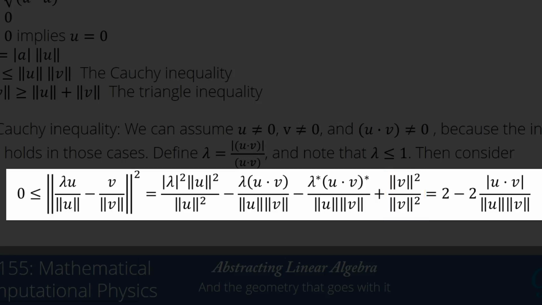So the first term becomes 1 because the modulus of lambda is equal to 1. The last term is equal to 1. So when I add those two together, I get 2. When I look at the other two terms, I use the definition now of lambda. Lambda is the absolute value of the scalar product of u dot v divided by u dot v. So that changes the numerator of the first term to absolute value of u dot v. And it changes the second term to absolute value of u dot v complex conjugate. But the absolute value is a real number. And so I get minus 2 absolute value of u dot v divided by the norm of u times the norm of v. Now we're almost there.